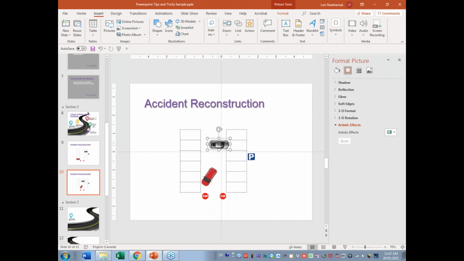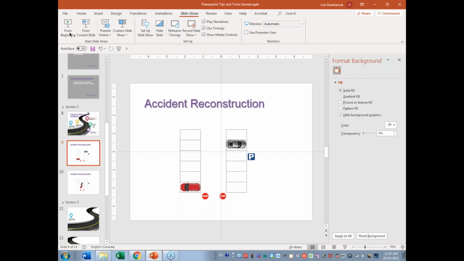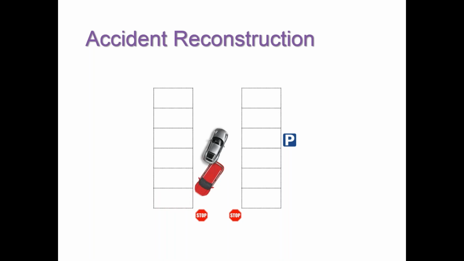Now I'm going to move this car out and rotate it. That's essentially how the collision took place, where the back right side hit the back right of the other car. If I go back to slide 9, that shows how it started, and slide 10 shows how it ended. If I did a slideshow from here, choosing from current slide, there's what the slide looks like. Now when I click, that's what the other slide looks like. There's no movement in this slide right now. It's just one to the next.